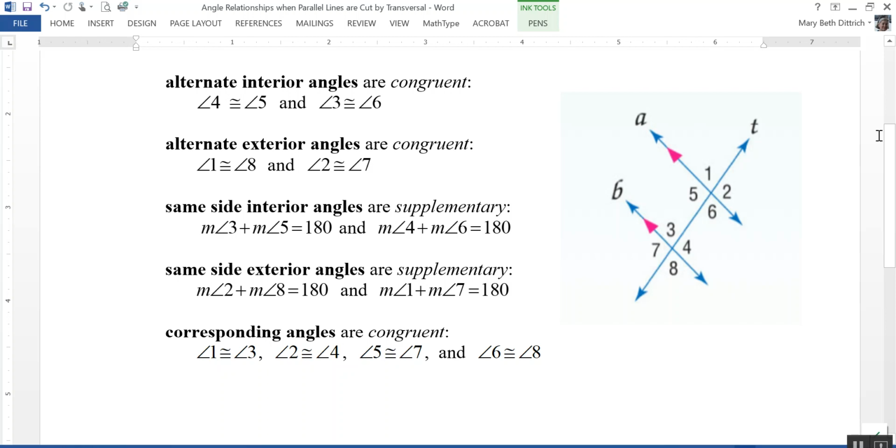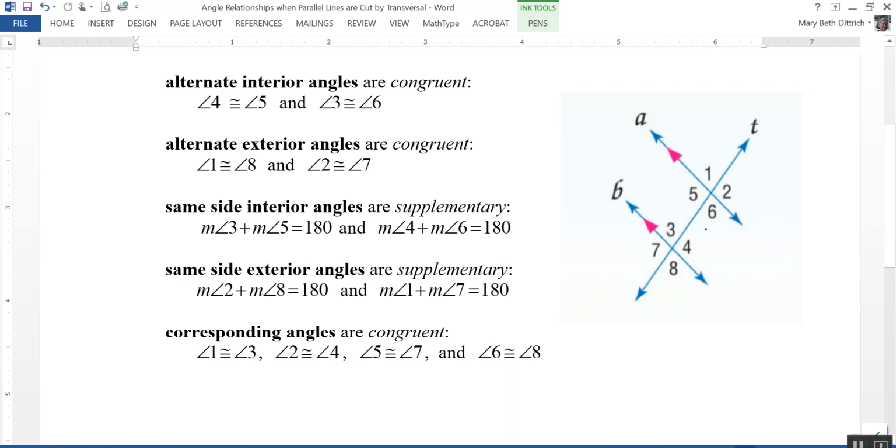So alternate interior angles, so that would be angles 4 and 5, and angles 3 and 6, are going to be congruent to each other. Remember that they're called alternate interior because they are on alternate sides of the transversal and they are on the interior between the two parallel lines.